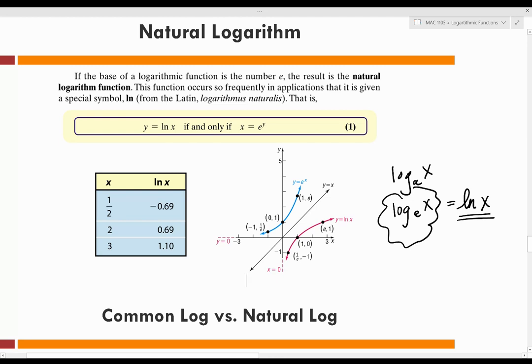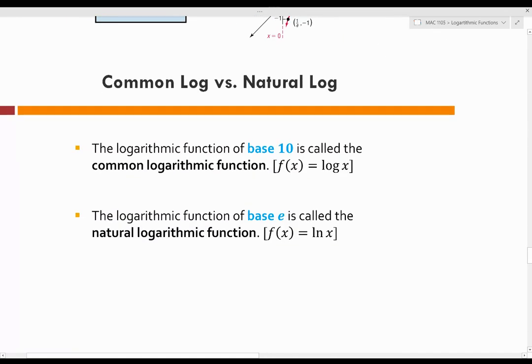Now we have two popular logs, we can call them that. We have the common log and we also have the natural log. If you are ever told to use the common log, the common log is a log that has a base of 10. We write our logs as log base a of x, but rarely will you see log base 10 of x. If the base is 10, it's understood, so we write just log of x. If you don't actually see a number in the base position, it's understood to be 10, and it's the common log.